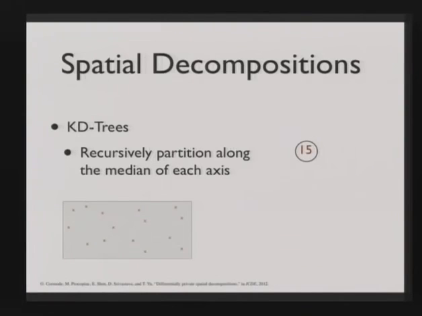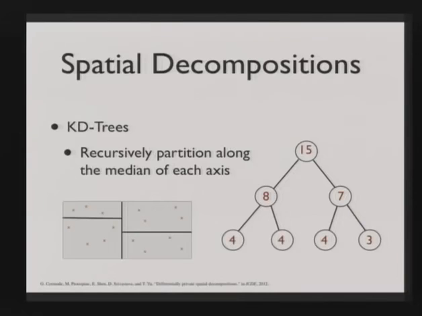Let's say we have this data set with 15 points. First differentially private query I ask is, what is the total number of points? I get 15, this is my root node. Then I choose the median along some axes, in this case the x-axis. I get two regions, I issue two new differentially private queries, and so on and so forth, until I satisfy some condition or until I run out of privacy budget.